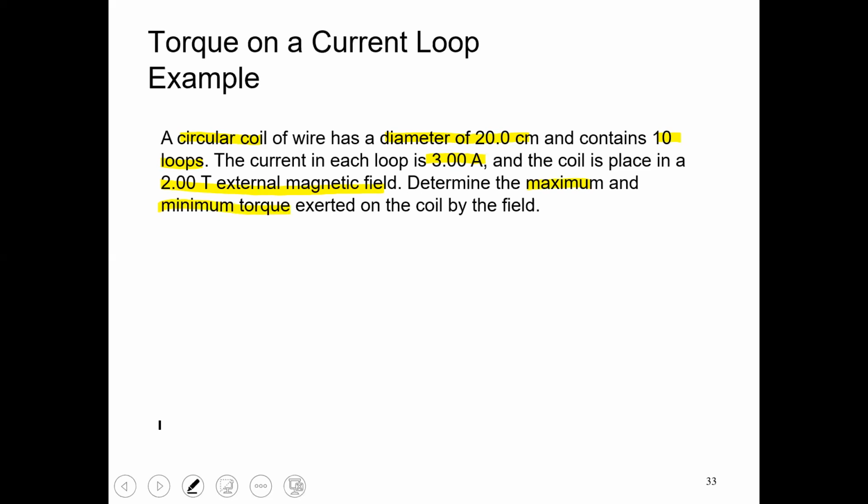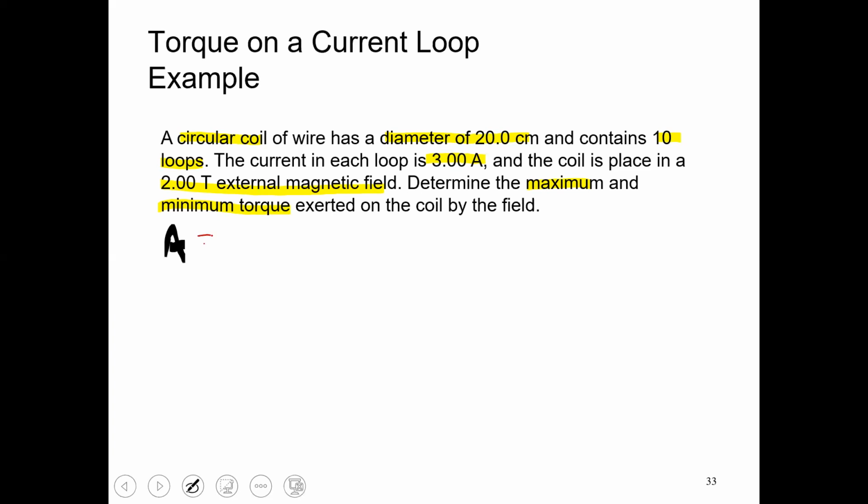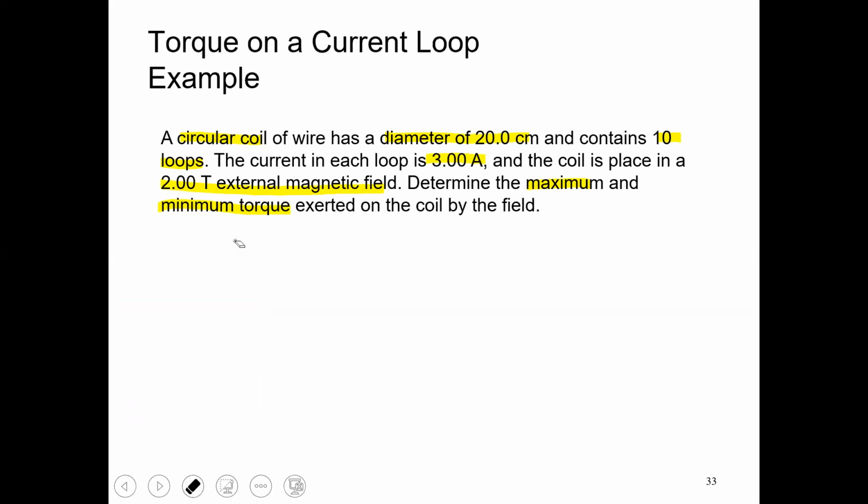Okay, we want to find maximum and minimum torque, so we want to find two different things. So we are given that our area is circular. So we would use pi r squared for area, right? Well, we're actually given a diameter, so I'm going to rewrite that we're going to have to take our diameter and divide by half and square it. Okay, we are given that diameter of 20 centimeters. I'm going to switch to meters because that's what I do, right? I get into my standard units.